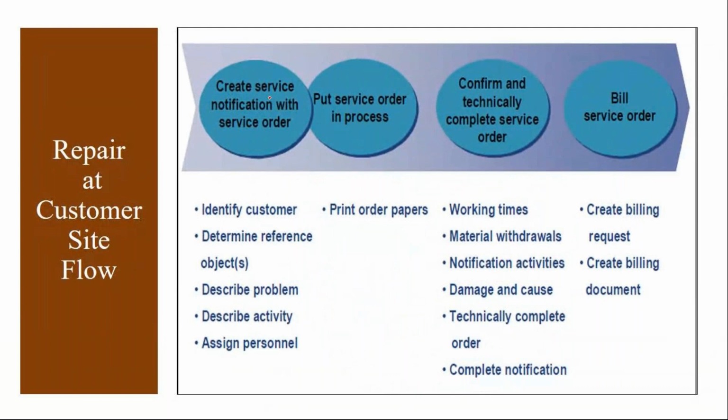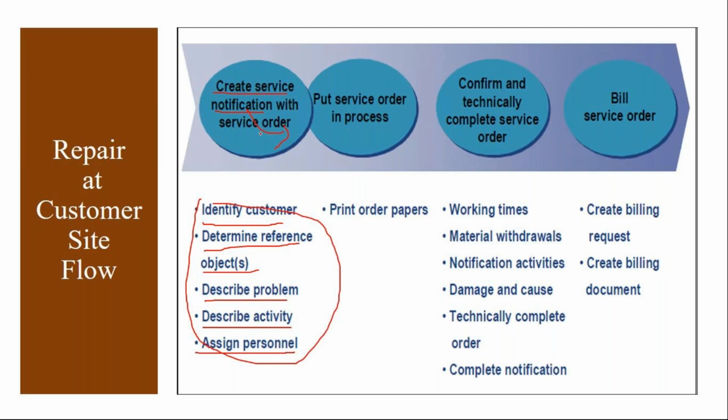The customer service agent first will create a service notification when the customer calls, and from the service notification we will create a service order. In the notification we will see who the customer is, what the reference object is, what equipment needs to be repaired at the customer site, what the problem is, they describe the problem, what activity needs to be done, and who the technician is going to do the activity. All these are entered in the notification. And from the notification, you create a service order.